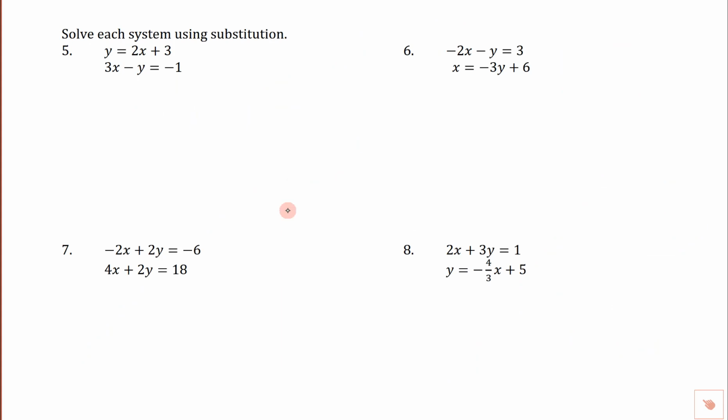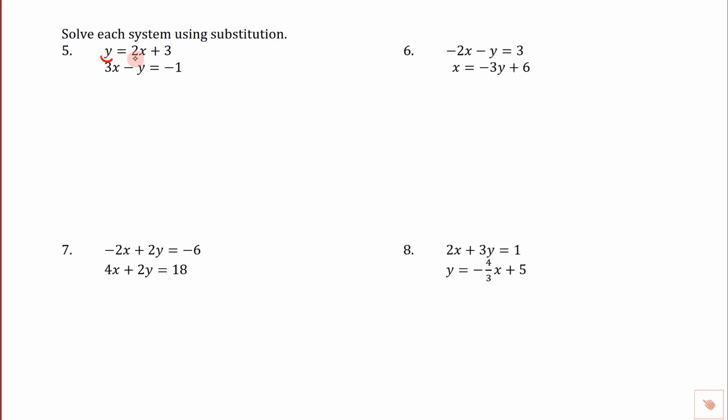All right, I've flipped the page. Let's go ahead and take a look at these. So this one says solve each system using substitution. So it's specifying the method that we need to use. We need to be good at substitution and elimination, as well as understanding how we graph them to solve. So let's go ahead and use substitution.